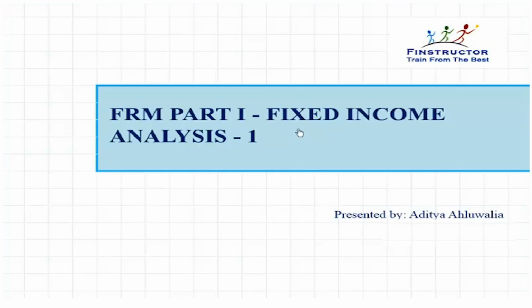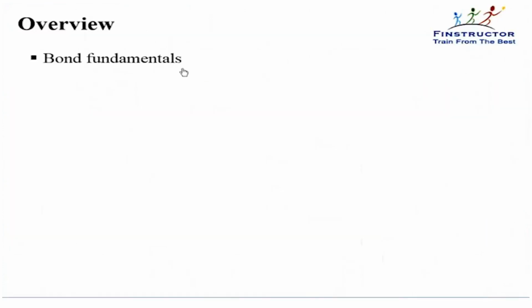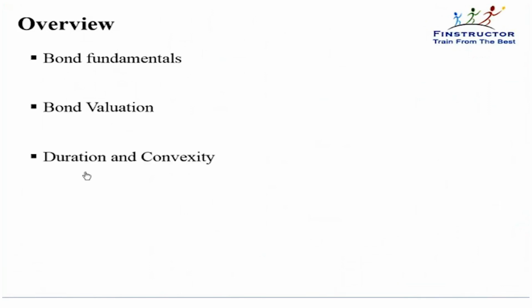We'll start with a very important reading for FRM Part 1 that deals with fixed income analysis. So in Part 1 of this reading, we'll study bond fundamentals, bond valuation, and the very important concepts of duration and convexity.